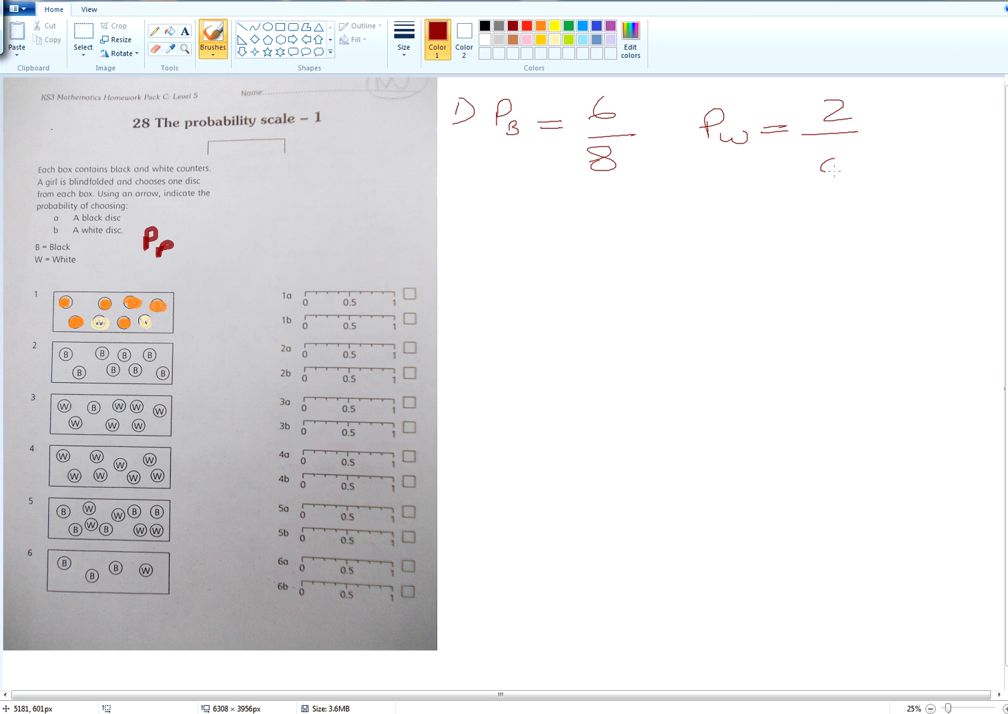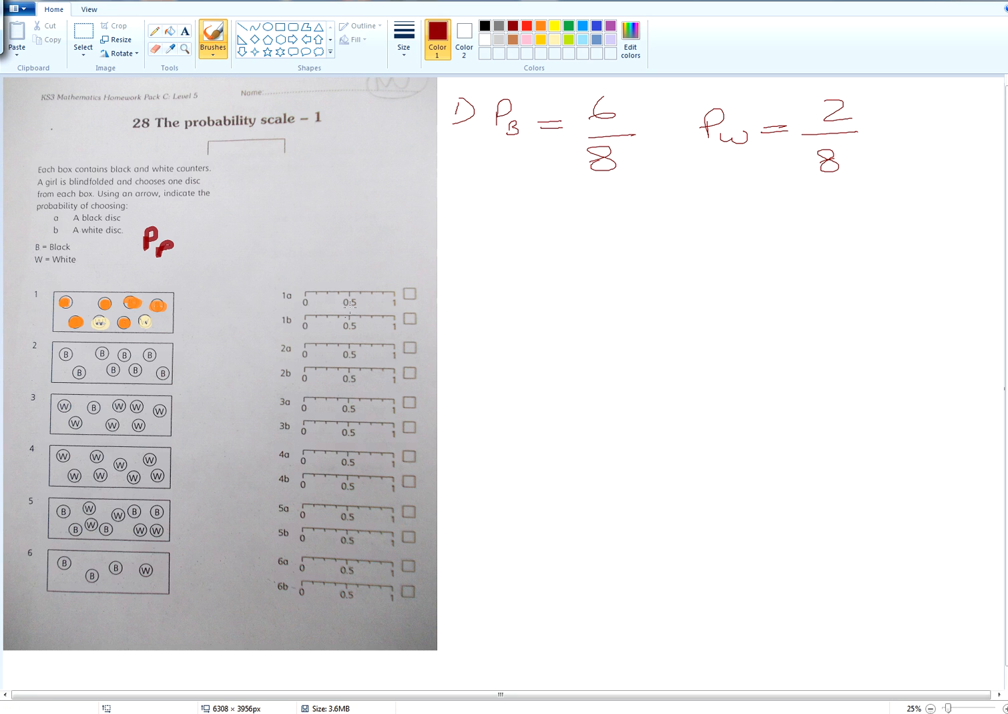Remember, probability is not just a number; it's a fraction or a decimal, or even a percentage, but it's not a whole number as such. The maximum probability can be is actually 1. Okay, right, just give me one moment. Right, we need now put that onto the scale over here.